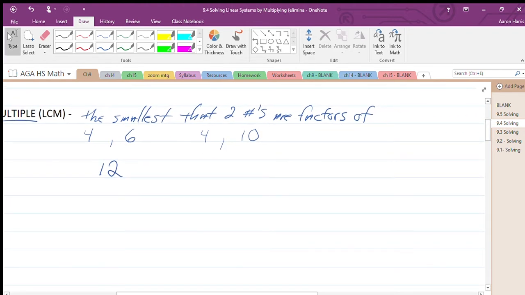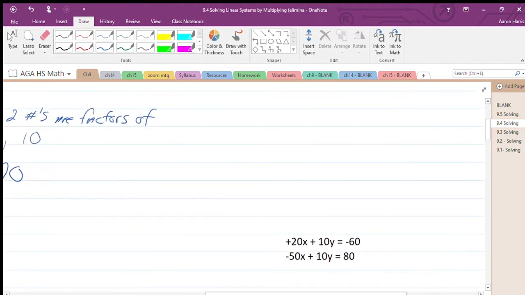What about 4 and 10? Well, again, 4 doesn't go into 10. 4 and 10 do go into 40. But what about 20? 20 divided by 4 is what? 5. 20 divided by 10 is what? 2. Since they're even, they're both factors of that number. So how do we do that?